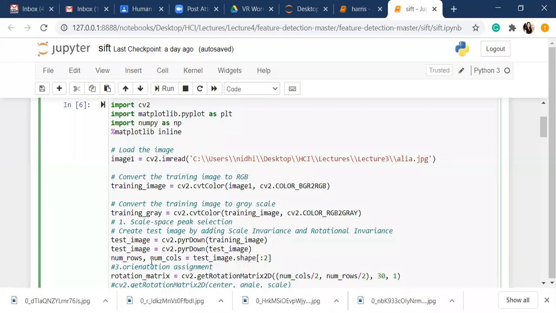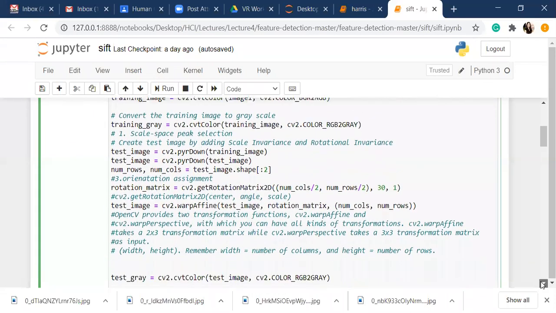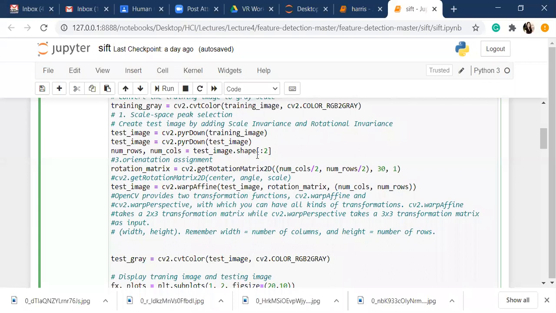Now for detecting the number of rows and columns, because we have to do certain computations there, we have to take the shape of our test image. And I told you the key point localization and the key point descriptor steps have to be done simultaneously, which we can do later. So we will jump to the third thing, the orientation assignment.